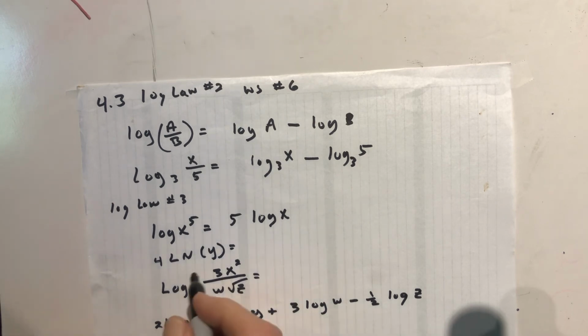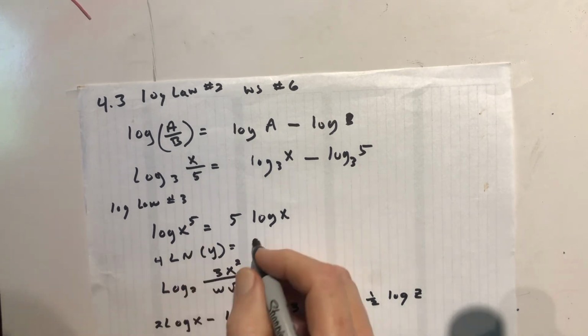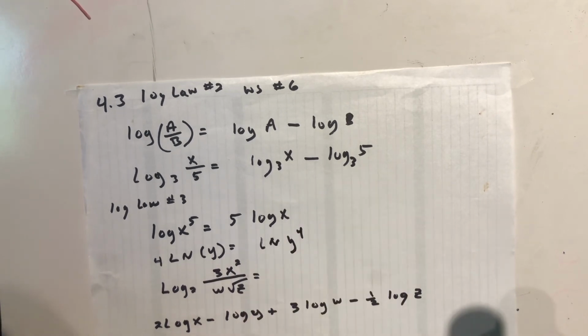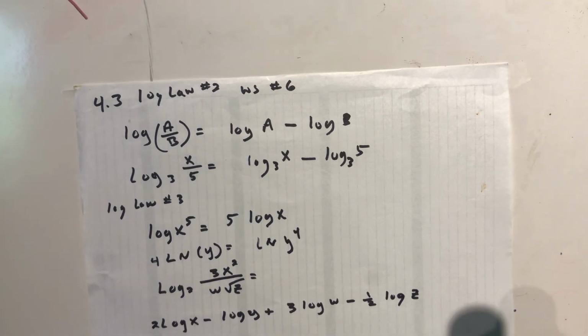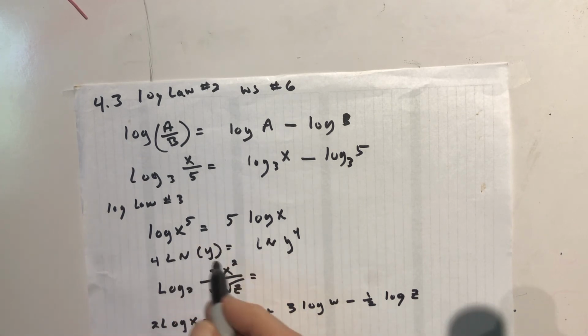All right, so for this problem, there's a 4. What can I do with that 4? I can make it an exponent. So this would be ln y to the 4th. Now this 3 you cannot take out in front because there's several things in here. It can just be one thing, although it could be a parenthesis. But if there's 2 things, you can't take the exponent out.